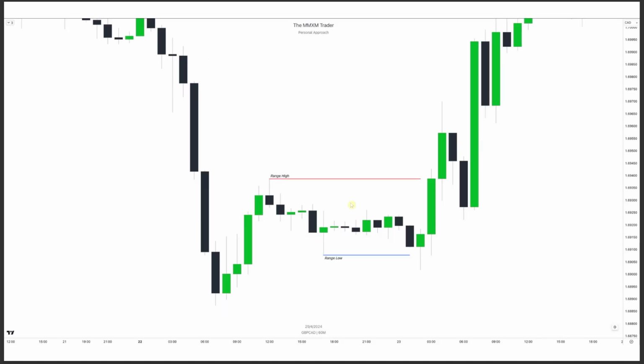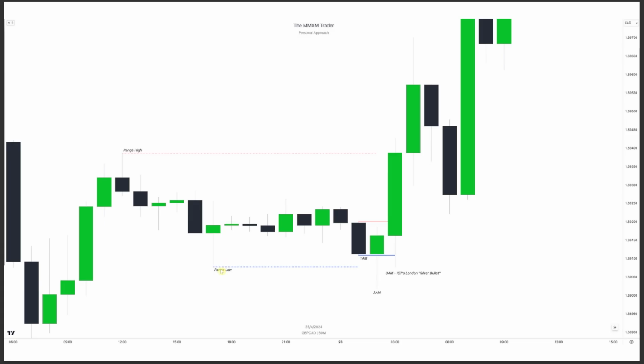So let's go over an example. Over here, we've got a range high, right, over here, and we've got a range low. Zoom in a little bit more, range high and range low. We can actually see this range low gets raided, right? We can see the 1 a.m. candle gets raided by the 2 a.m. candle. Then, importantly, we close inside of the range, right?